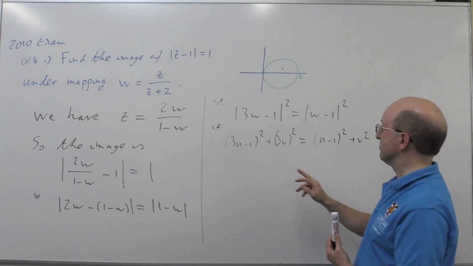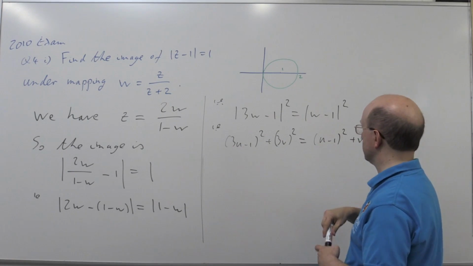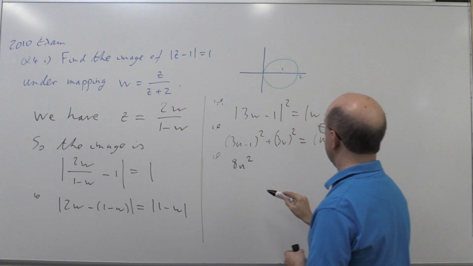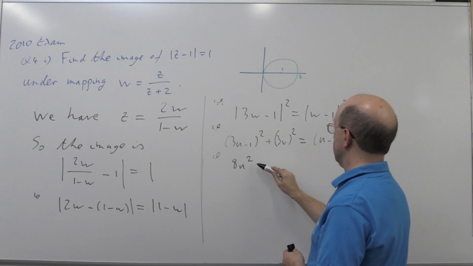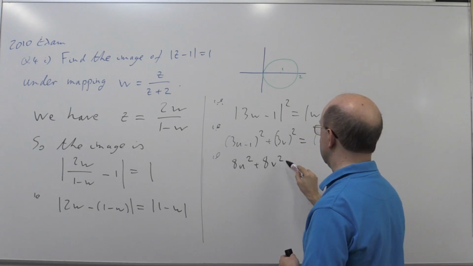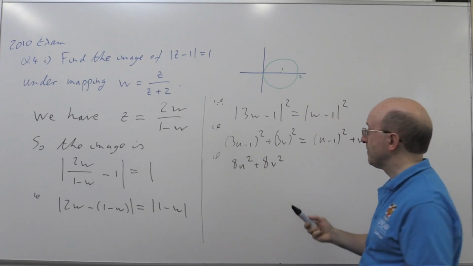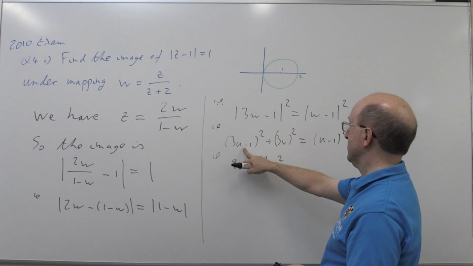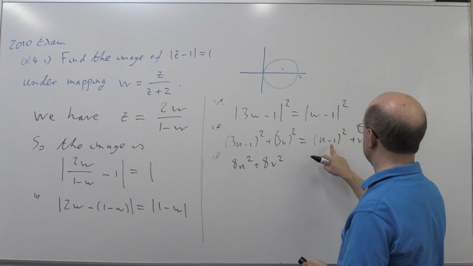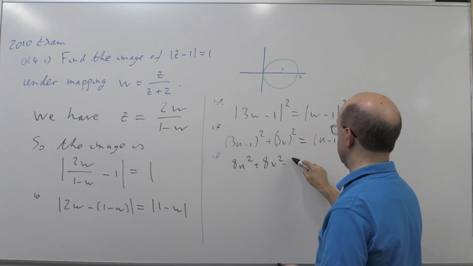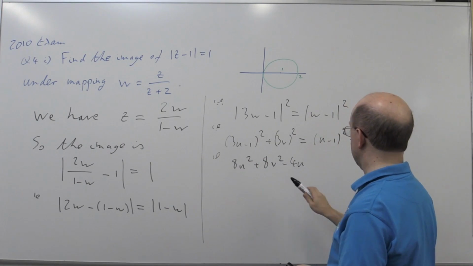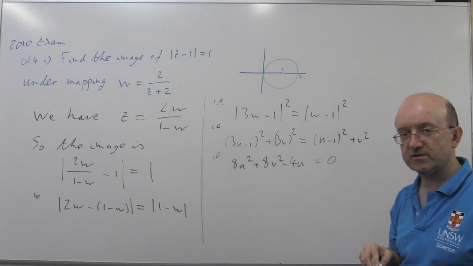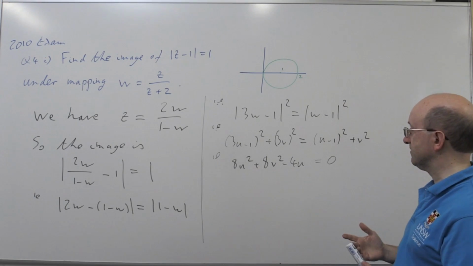Squaring out, rearranging, what have we got? We're going to have a 9u squared and a u squared on that side, so it's going to give me 8u squareds and 8v squared as well. It's telling me it's a circle, and I'm going to get a minus 6u from that and minus 2u on this side, so it's going to leave it with a minus 4u there. The constant terms will cancel themselves off. So that's our image curve.